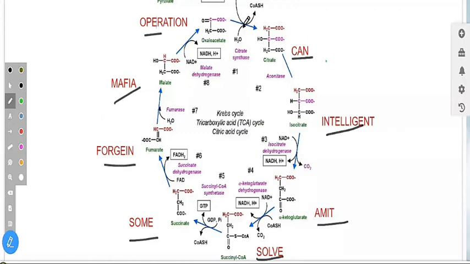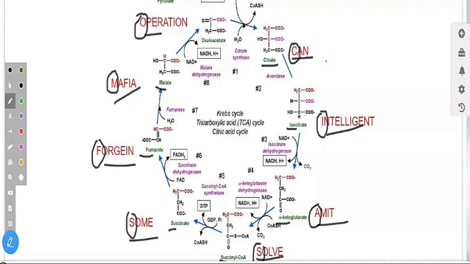From the word C, the citrate, and for the word I, that is isocitrate, for the A, that is alpha ketoglutarate, for the S, that is succinyl CoA, and for the word S, succinate, and the word F stands for fumarate, and M stands for malate, and the last one, that is word O, denotes oxaloacetate. Here all 8 substrates are memorized.